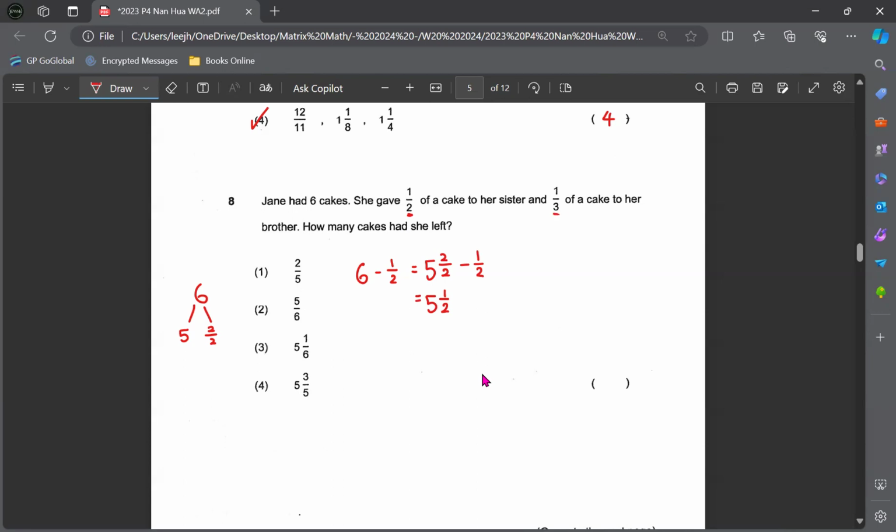But then she's going to give another 1/3 to her brother. So 5 and a half minus 1/3. So the denominators are different, make them the same, which is the denominator of 6. So times 3, times 2, equals 5 wholes 3 over 6 minus 2 over 6. Your answer is 5 wholes, 3 minus 2, 1 over 6. Cannot simplify anymore. So your answer is number 3.